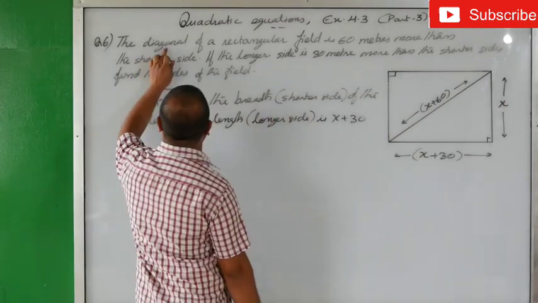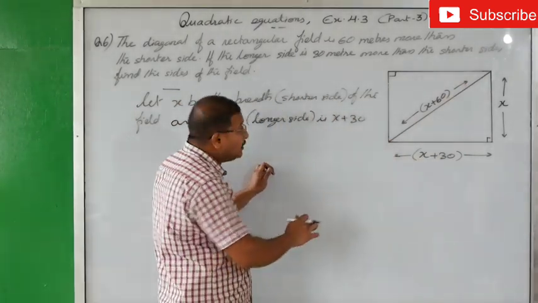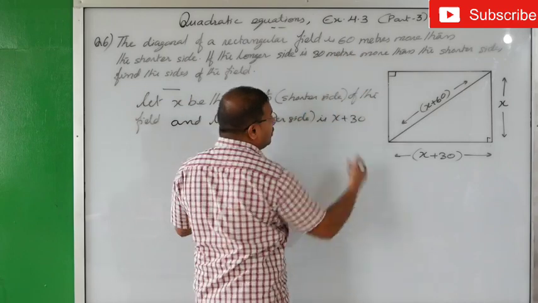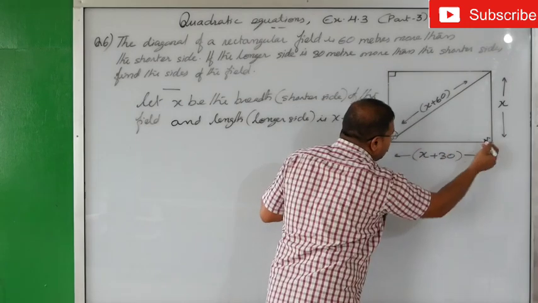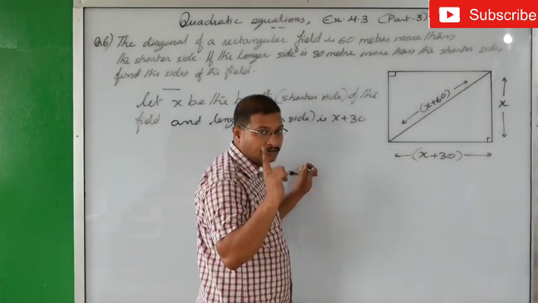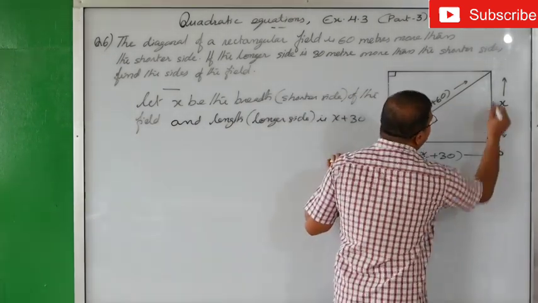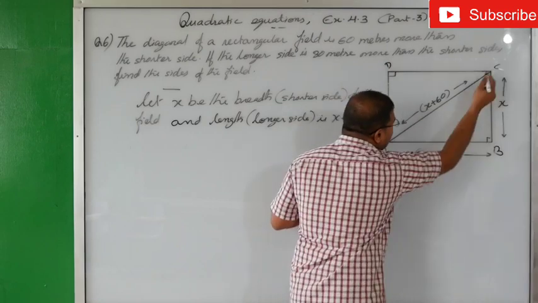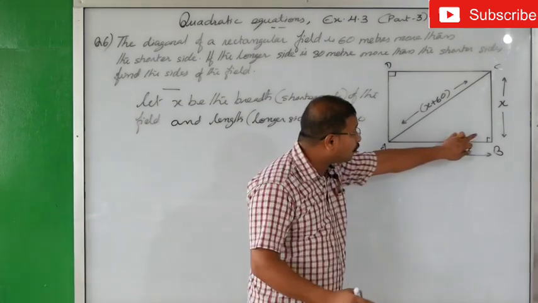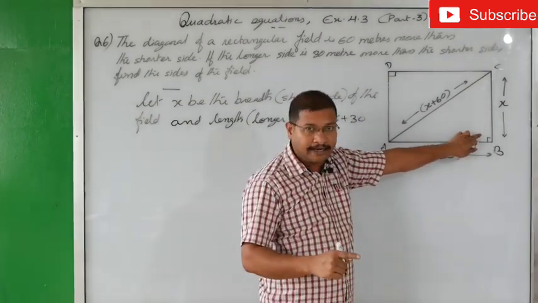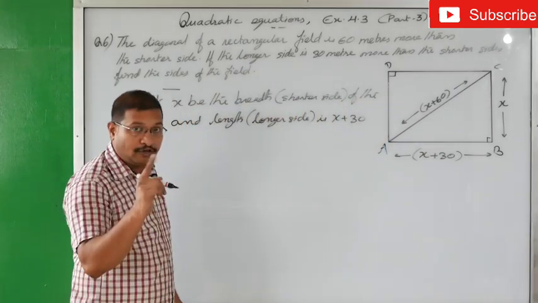What is given in the diagonal? The diagonal of a rectangular field. This is the diagonal, corner to corner, isn't it? That diagonal is given 60 meter more than the shorter. That means what? x plus 60. So looking at this one, what is this? This is a right angle triangle, isn't it? Because if you take A, B, C, D, you can say now ABC is a right angle triangle because we know that is a rectangular field. Rectangle means the corner angles are 90 degree, isn't it? That means this is a right angle triangle. Ready? That means what? We can use Pythagoras theorem.